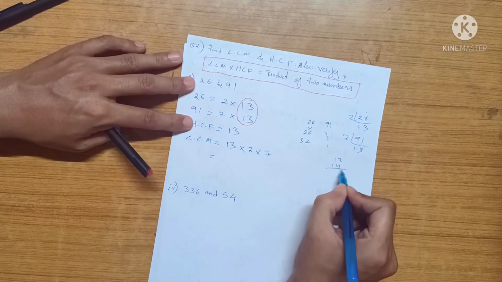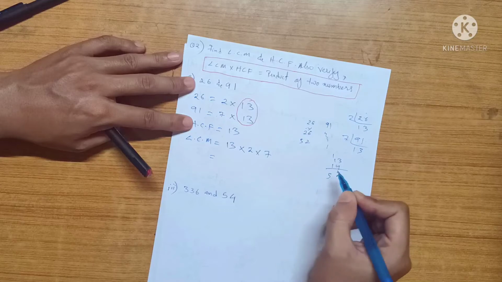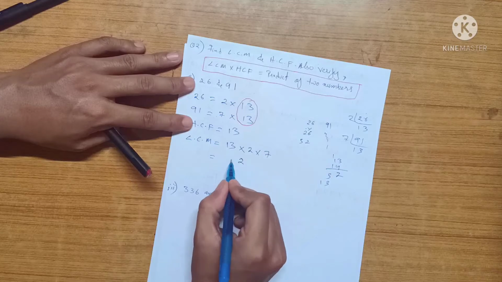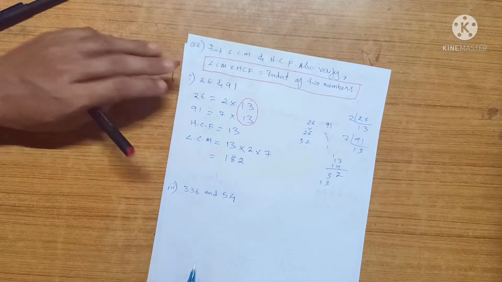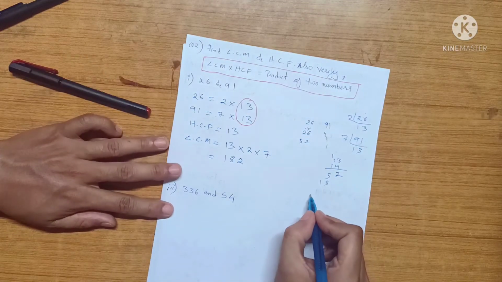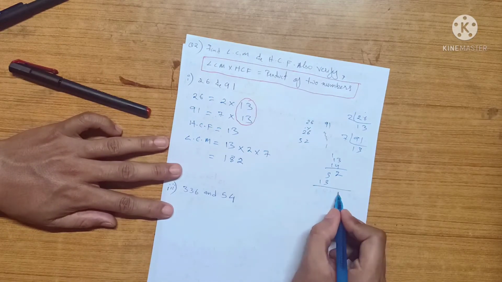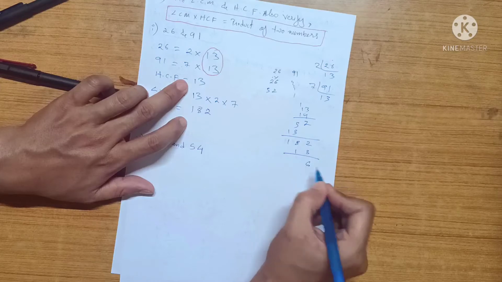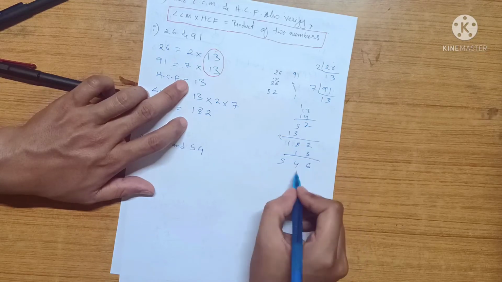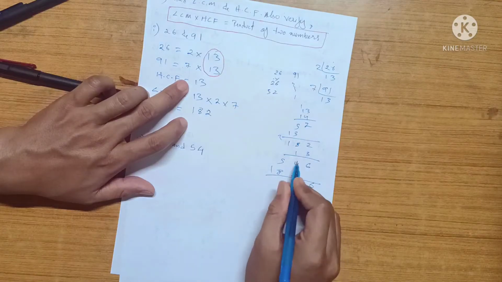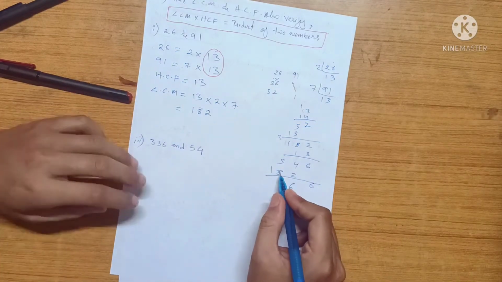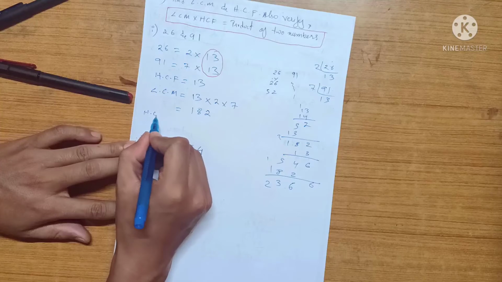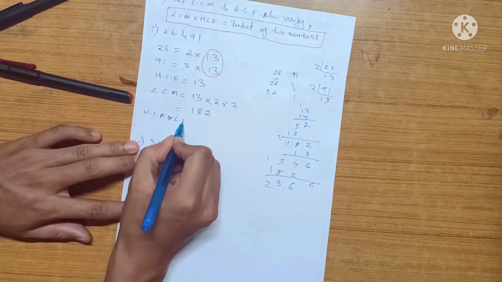So 13 into 14 is 182. Now if you do HCF into LCM, the LCM we're getting is 182 and the HCF is 13. If you multiply 13 with 182, we're getting 2366. So we're getting HCF into LCM.